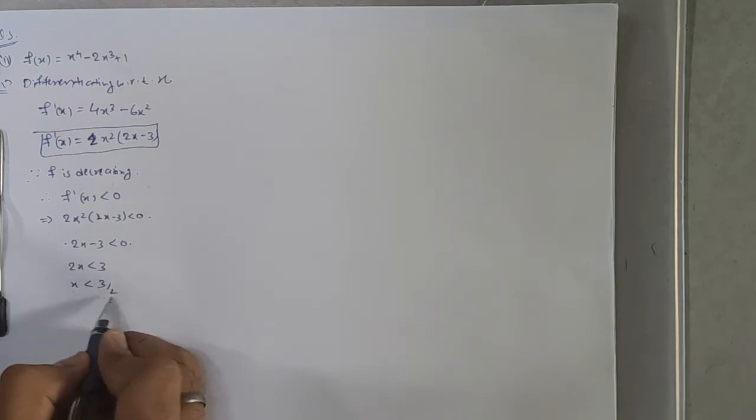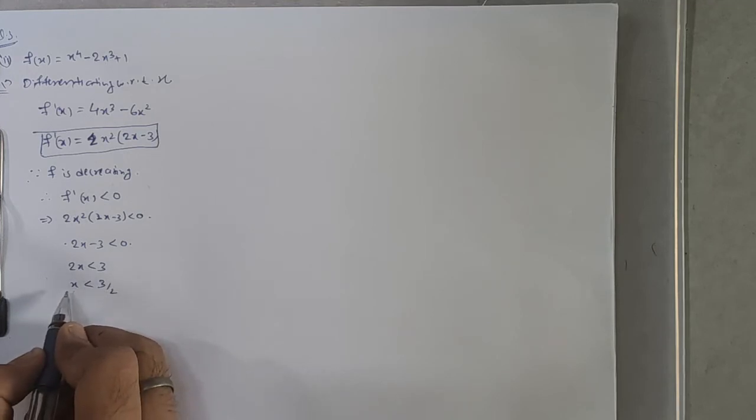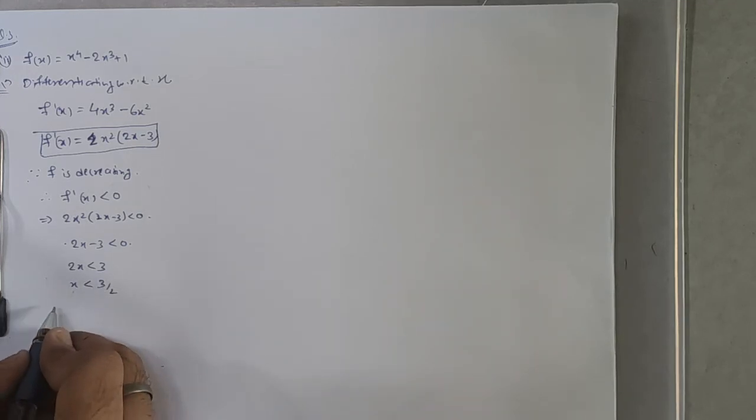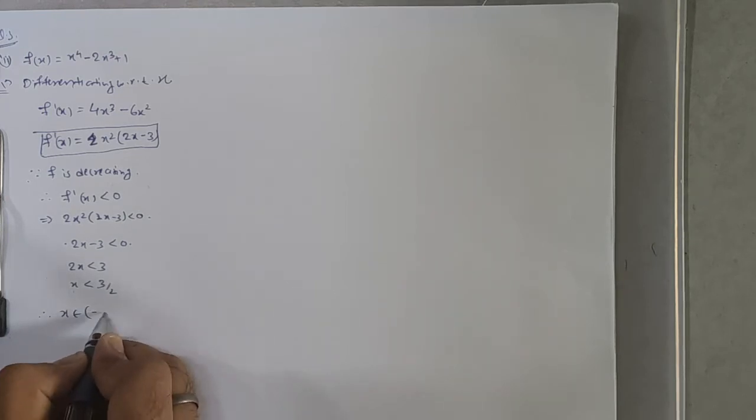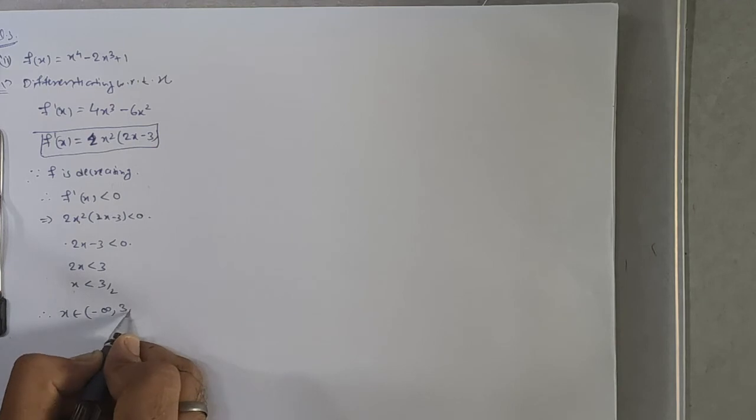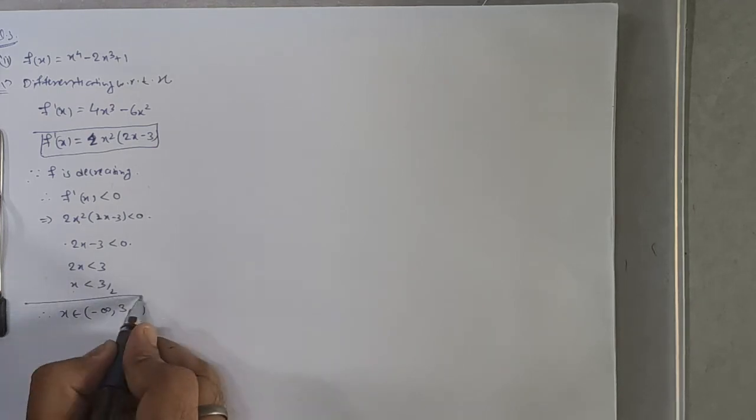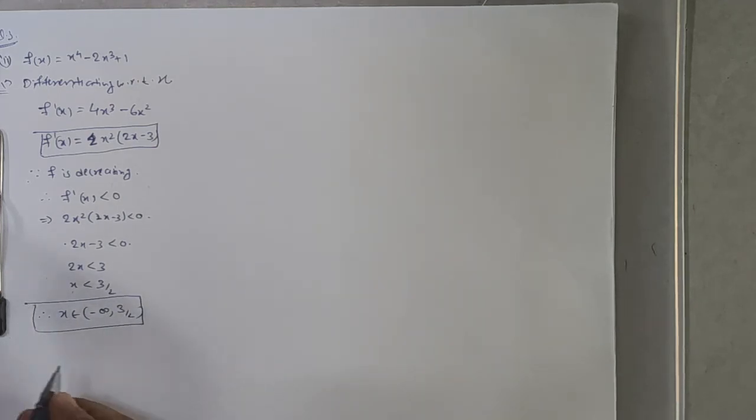We know the upper limit of x, but the lower limit is not known. Therefore x belongs to minus infinity to 3 by 2. This is our final answer. Hence the function is decreasing for this.